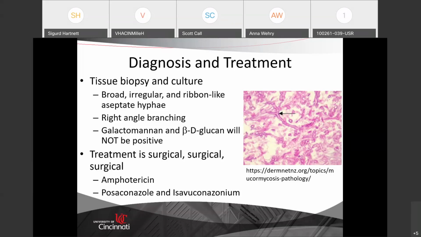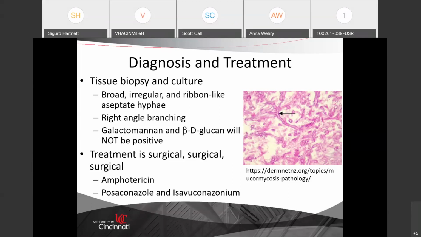The other really important thing is that these do not have beta-D-glucan or galactomannan in their cell wall, so they will not be positive. So do not say, oh, my beta-D-glucan is negative, I don't think this is mucor, because that is not true and you will miss mucor.